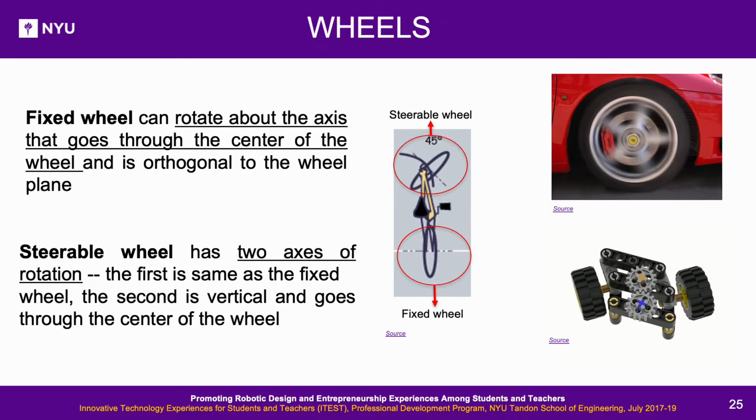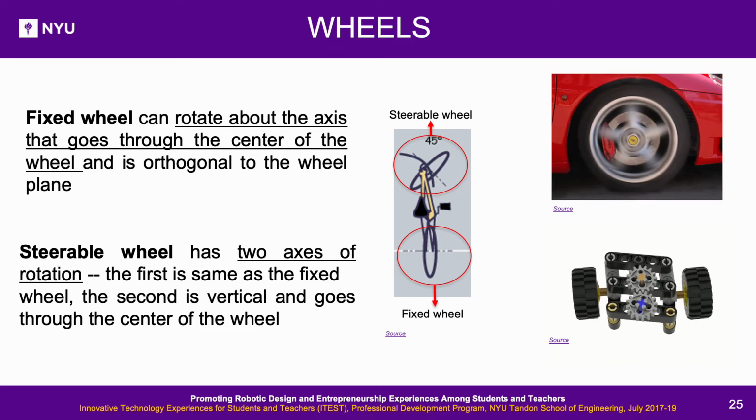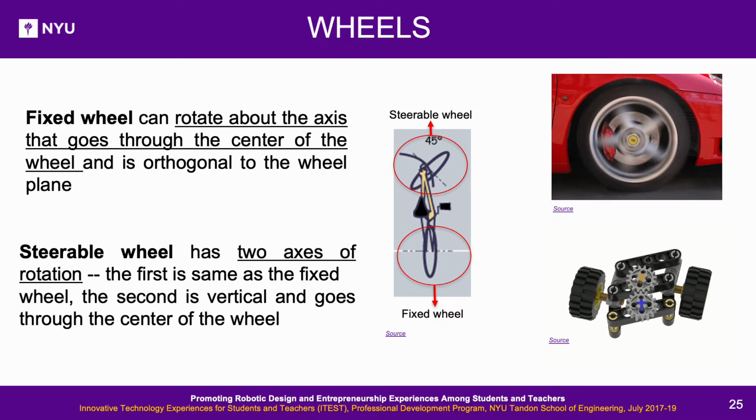Wheels. There are 3 main types of wheels: fixed wheel, steerable wheel and caster wheel. A fixed wheel can rotate about the axis that goes through the center of the wheel and is orthogonal to the wheel plane. A steerable wheel has 2 axes of rotation.